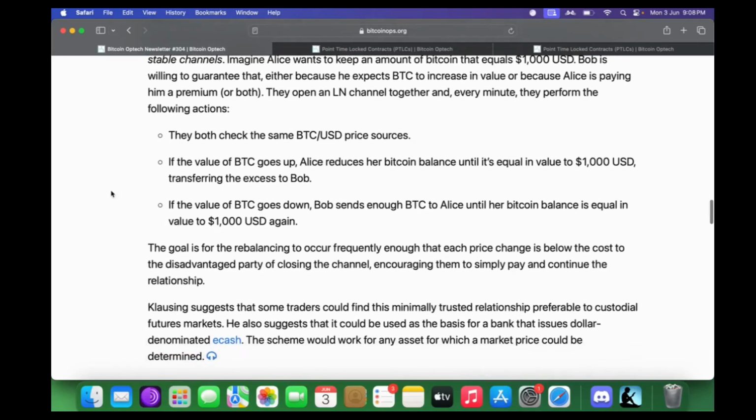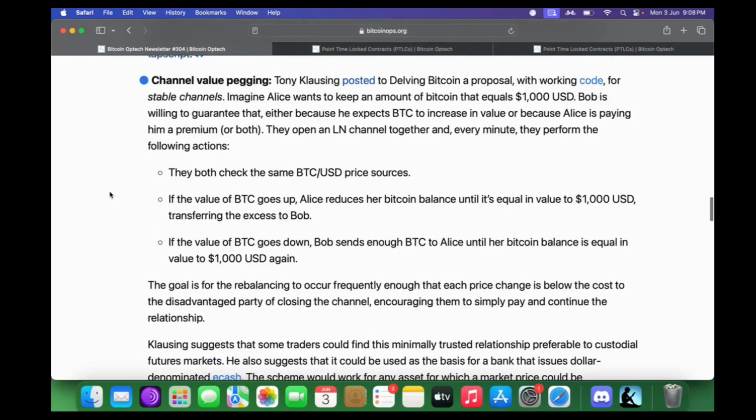Right. Yeah, so that's more or less what it is. Okay, so basically let's assume there's an Alice. Alice wants to own Bitcoin, but Alice does not want to expose herself to volatility. Alice is afraid of Bitcoin's volatility. Bitcoin goes up 20% within 24 hours. Bitcoin comes down 20% within 24 hours. So Alice wants to own Bitcoin, but does not want to expose herself to Bitcoin's volatility.